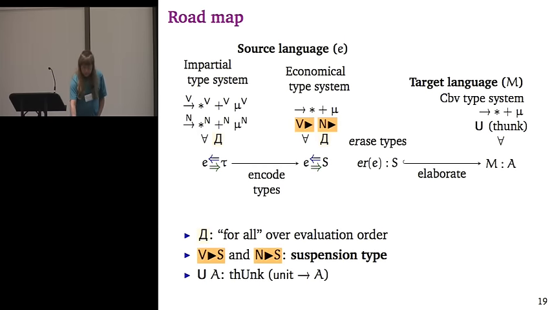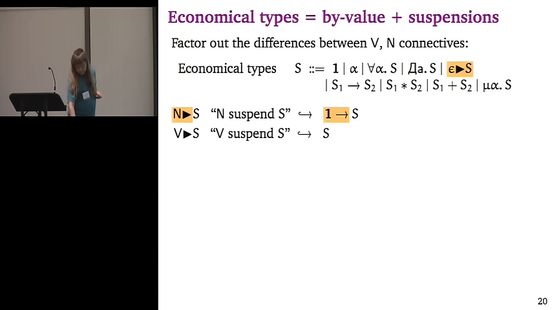All right, so now you have this idea that you want an economical type system with fewer connectives, which will also be closer to the target language that we're heading towards. With these types, I've replaced all of the multiple connectives with their call by value versions. And there's this suspension type, epsilon suspend s, where n suspend s adds a thunk, and v suspend s is like you just wrote s.